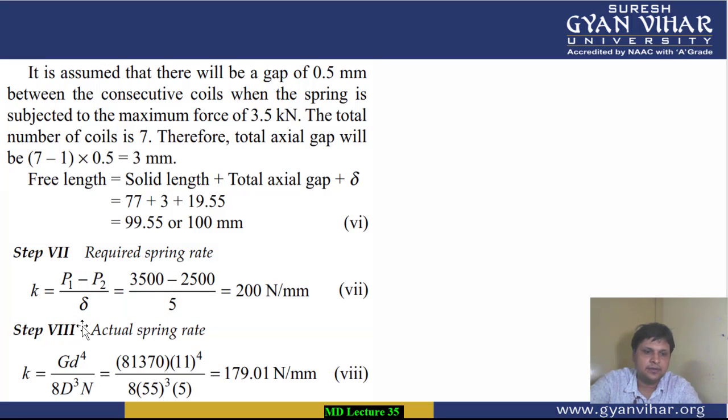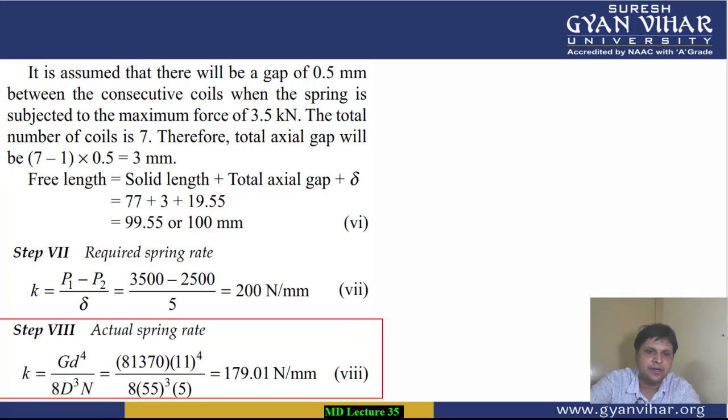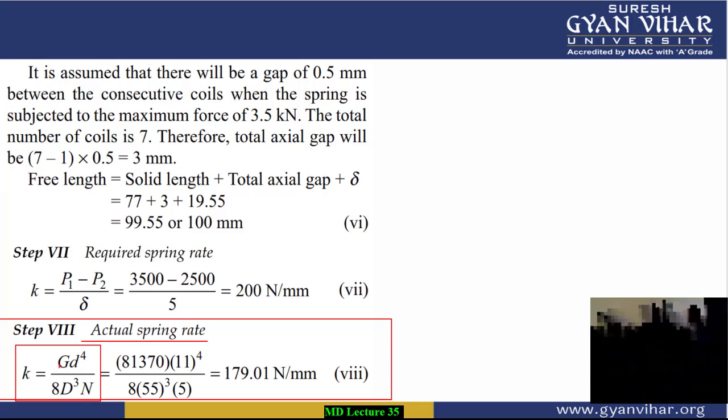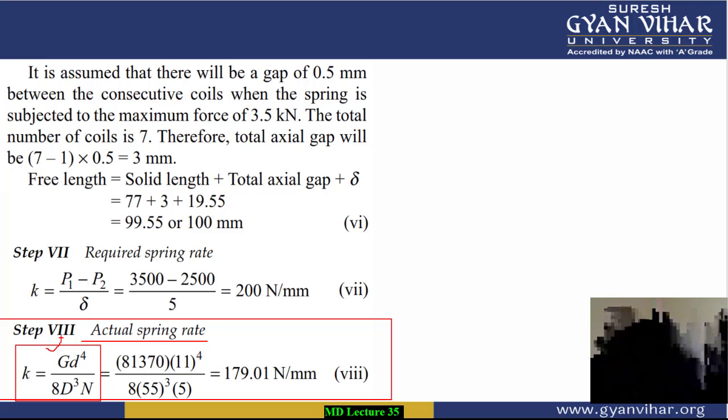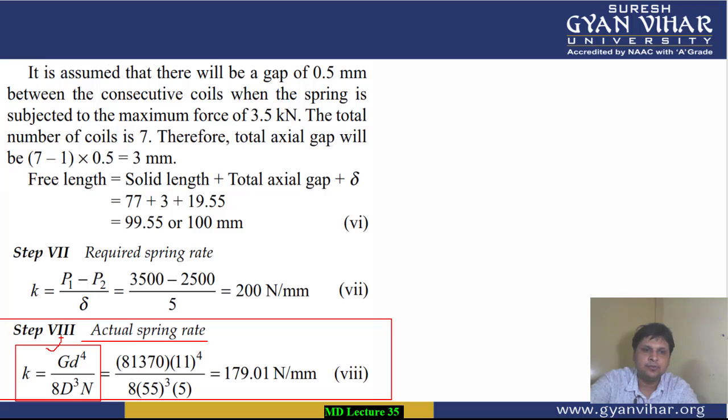Alright. Then the next step, actual spring rate. How we will calculate the actual spring rate? Actual spring rate can be calculated by the formula. We all know the formula for actual spring rate will be K is equal to P by del. Alright, and del equation we already know. By this we can get the spring rate formula. K is equal to G D to the power 4 upon 8 D cube N.